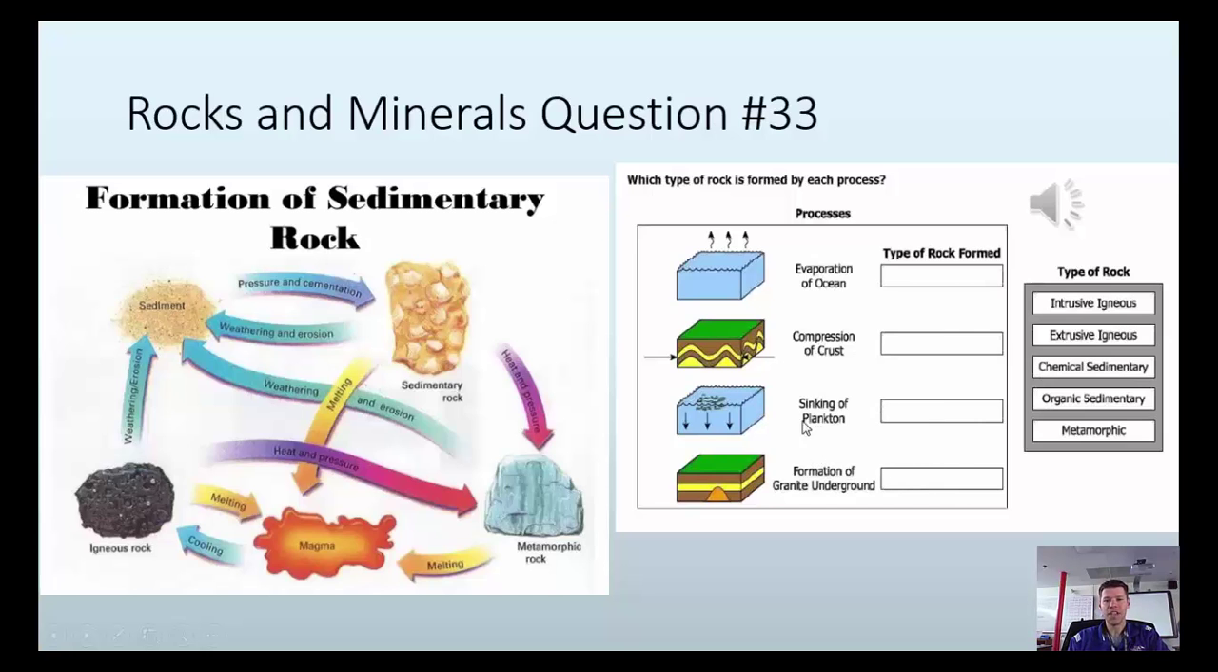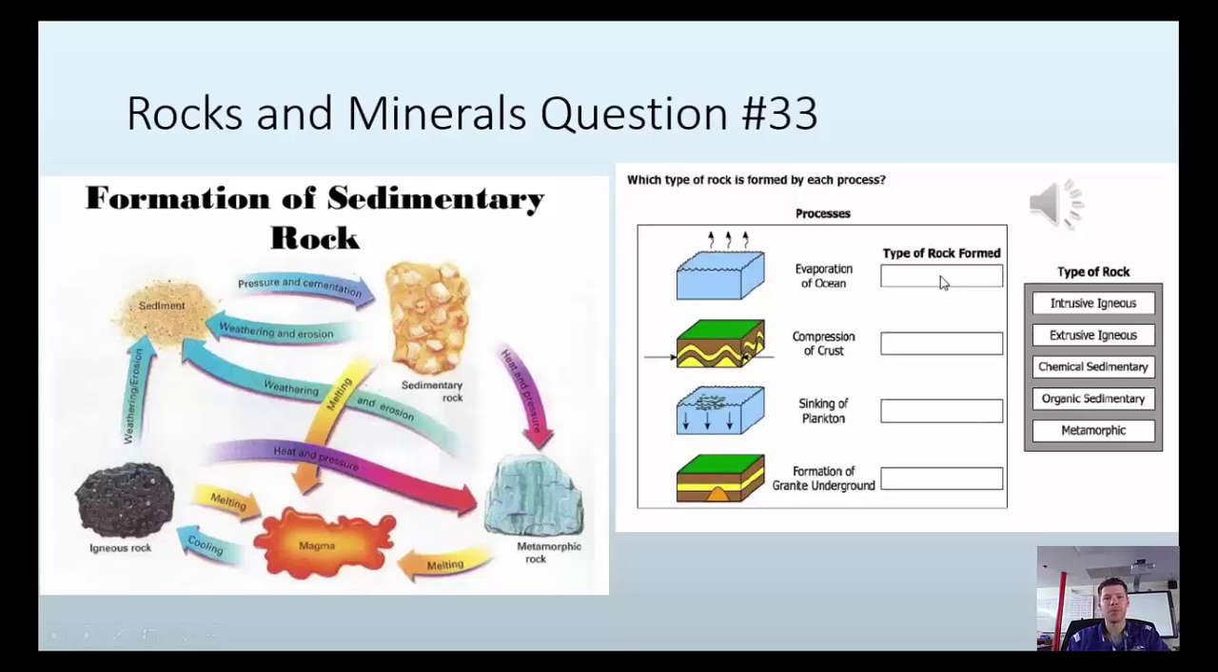And then the sinking of plankton. This is a living material. So our answer here is going to be an organic, for living material, organic sedimentary rock. So we'll take that right there. And then our last thing we have left here is a chemical sedimentary rock, and that's an ocean evaporate. So that goes right here.